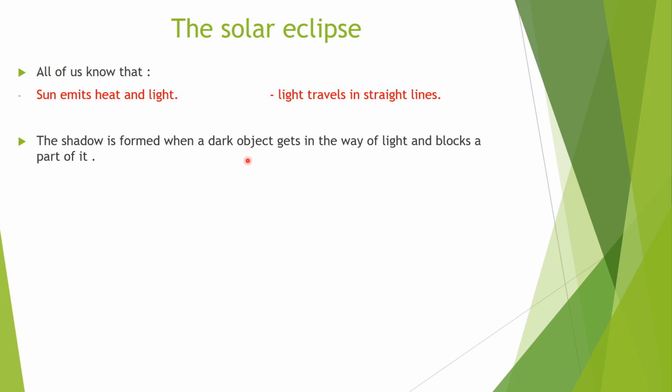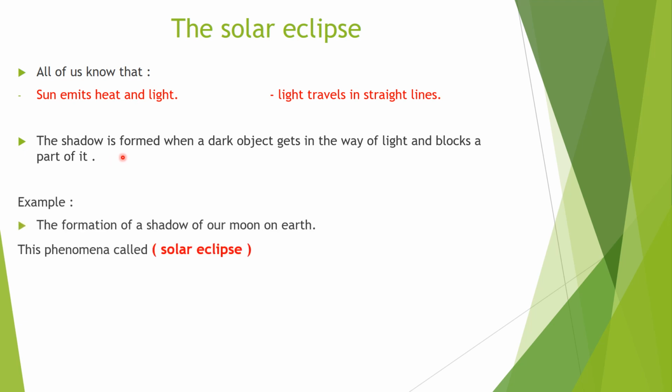when a dark object gets in the way of the light and blocks a part of it. That causes the formation of shadow. Formation of shadow because the light travels in straight lines. When an opaque object or a dark object gets in the way of the light, it blocks a part of it and causes the shadow.